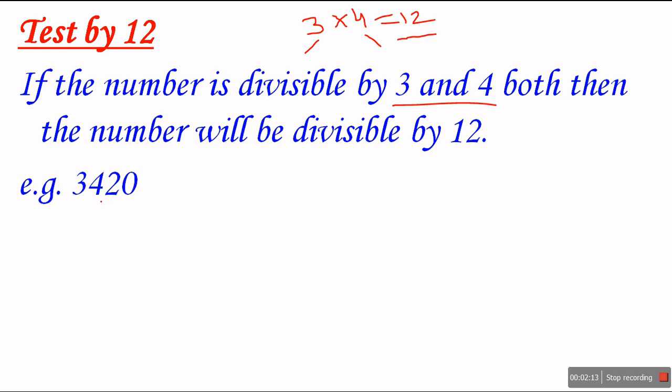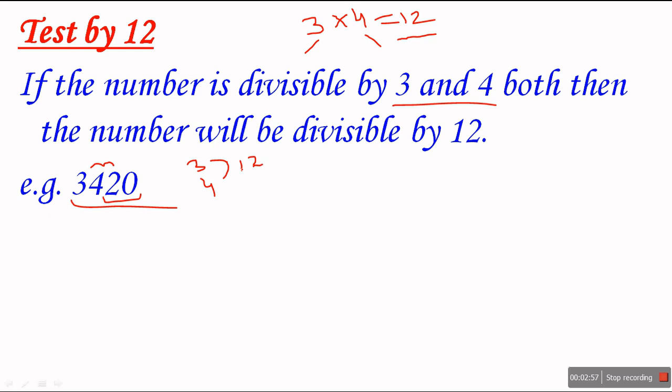Let us first check whether this number is divisible by 4 or not. How to check? In 4, we check the last two digits, 20. 20 is divisible by 4, 4 fives are 20, means this number is divisible by 4. Now check 3. For checking 3, we just add the digits: 3 plus 4 plus 2, 3 4 7 plus 2, 9. So 9 is divisible by 3, means this number is divisible by 3. This number is divisible by 3 and 4, means this number is divisible by 12. So for the divisibility test by 12, we find whether the number is divisible by both 3 and 4.